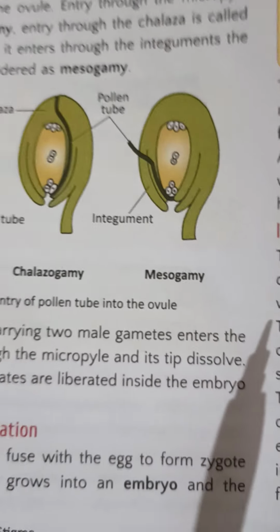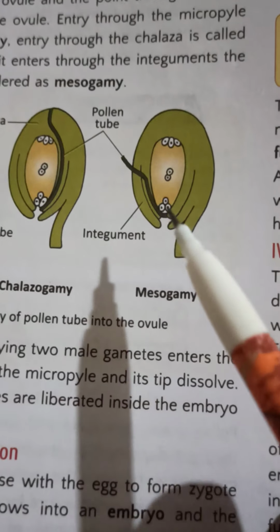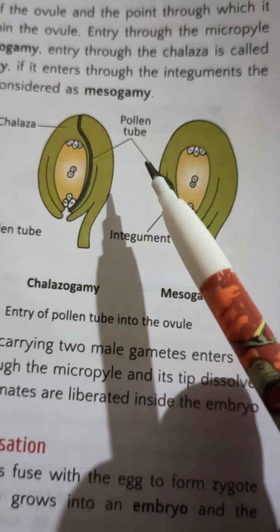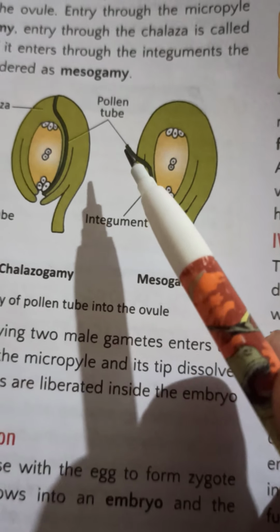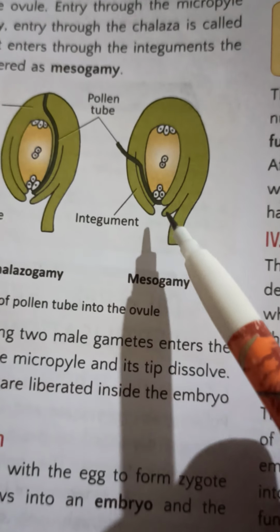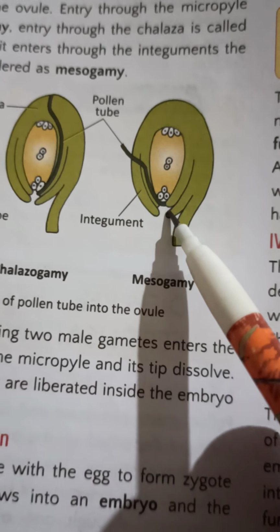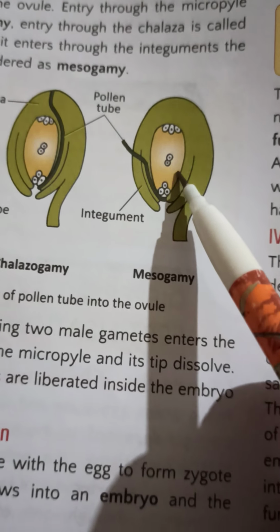And another is mesogamy. Mesogamy means when the pollen tube passes through the integuments, then it is known as mesogamy. Here these are two integuments.